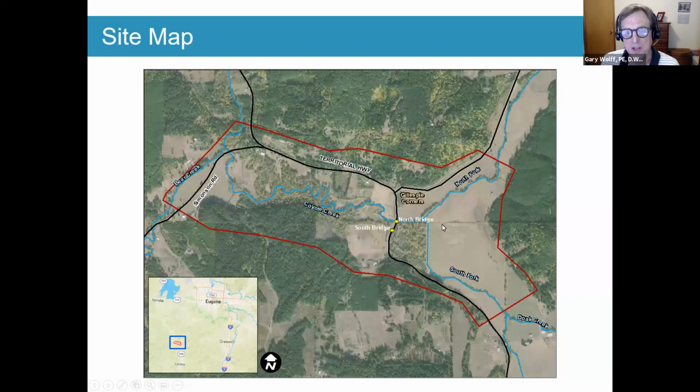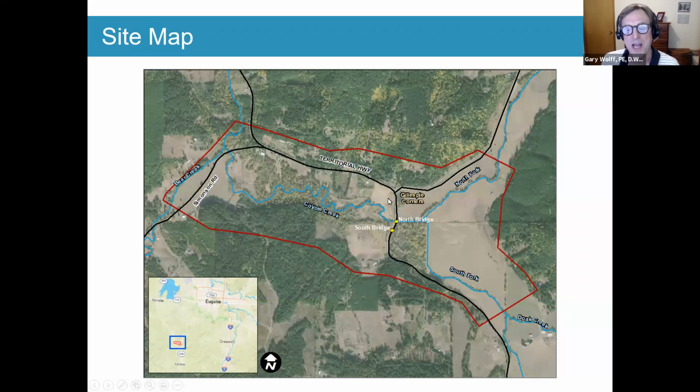Just a quick overview of this area. We've got Coyote Creek here. We've got this really wide floodplain. This is just south of an area known as Gillespie Corners, if you've ever been out there. And we've got two branches of the creek that come together here and then flow across this road.